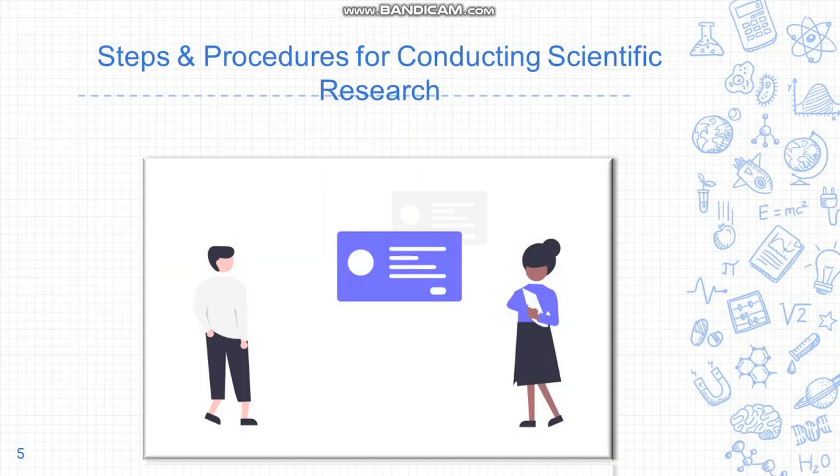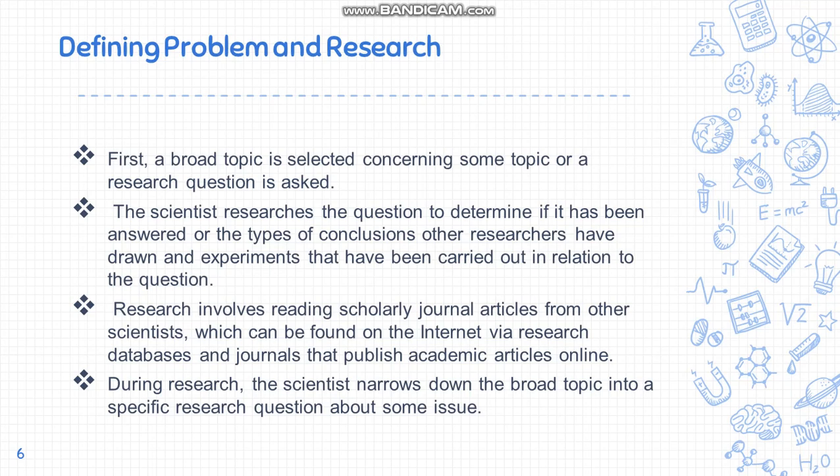And now speaking about steps, main steps, procedures for conducting scientific research. The first one is defining problem and research. First step, we should define problem and we should find research about what we are going to write. First, a broad topic is selected concerning some topic or research question is asked. The scientist researches the question to determine if it has been answered or the types of conclusion other researchers have drawn and experiments that have been carried out in relation to the question.